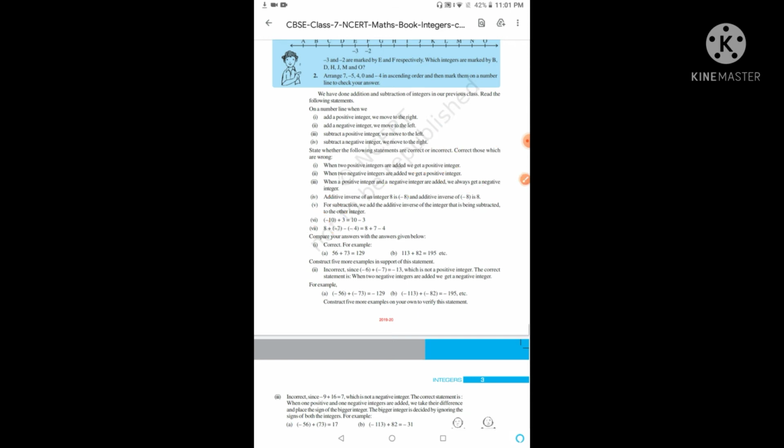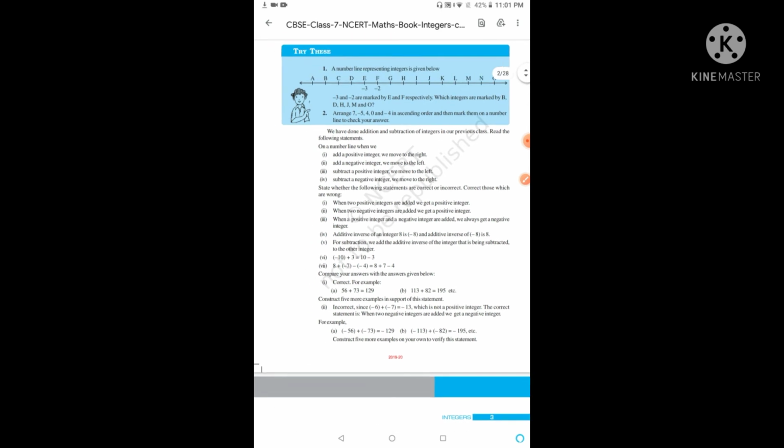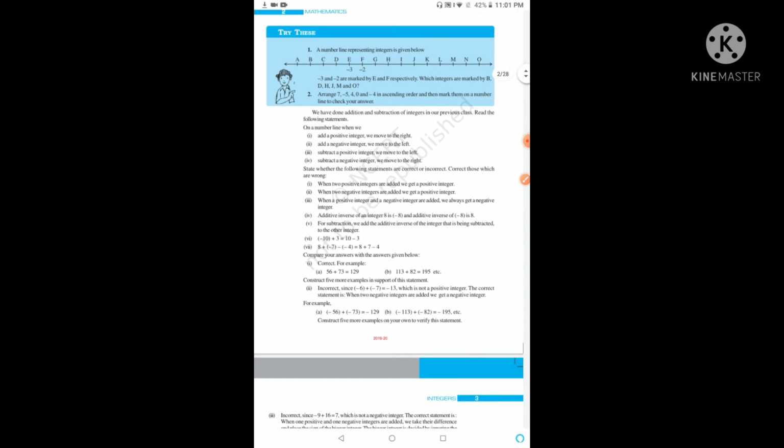Now I'll tell you how to solve all these things. It is in the form of LHS equals RHS. Our number is minus 10 plus 3 equals 10 minus 3.